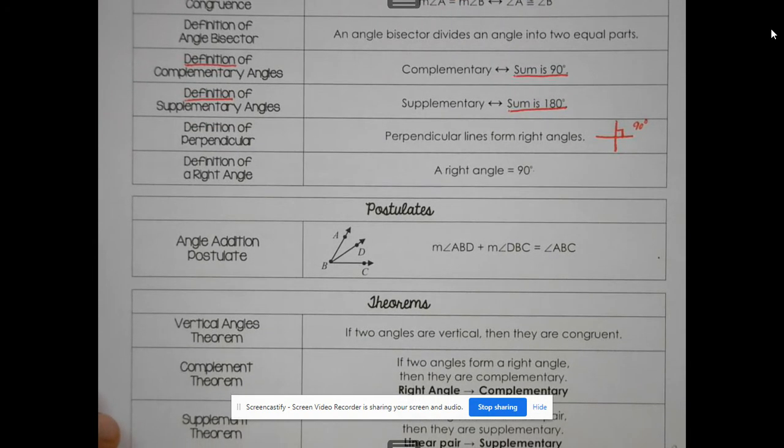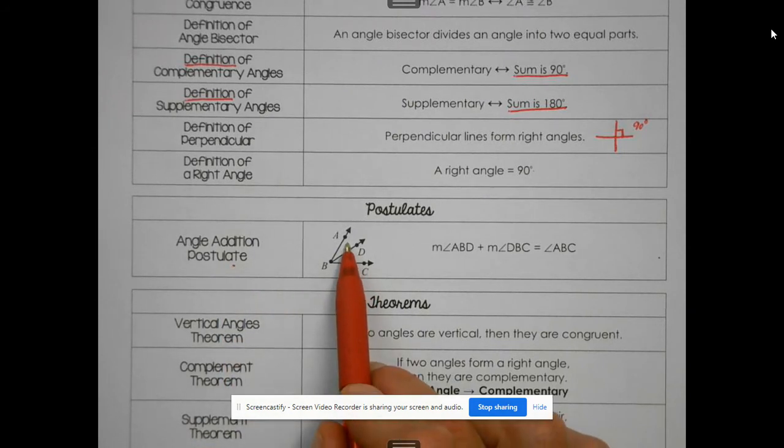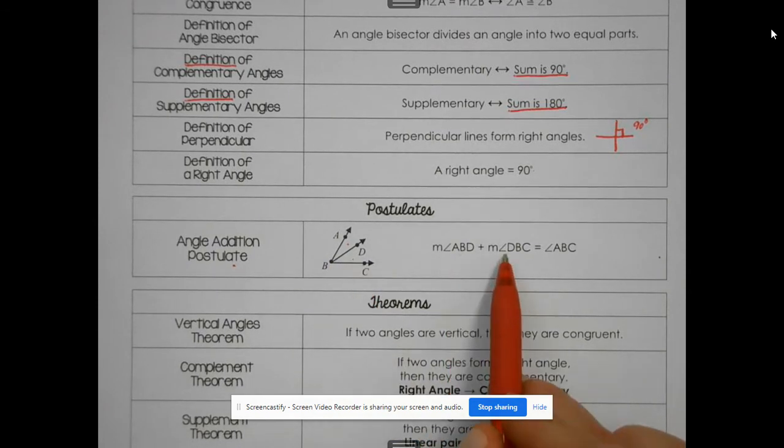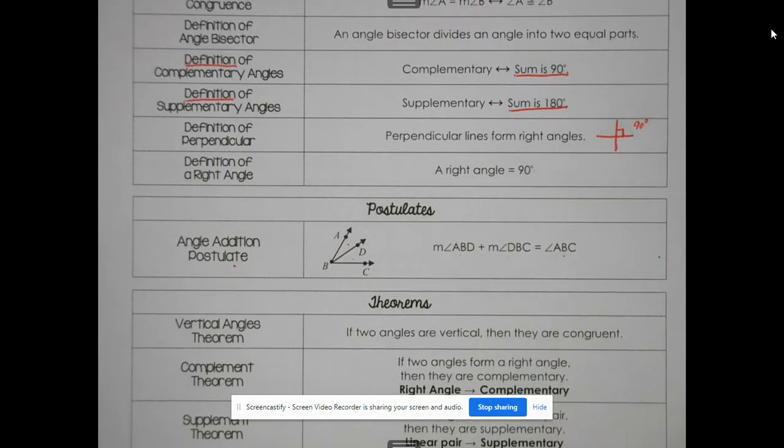Postulate, this one should look familiar. Angle addition postulate is similar to segment addition postulate, except in this case you take small angle plus small angle equals the big angle. Small plus small equals big angle. Just like your segment addition, small segment plus small segment equals big segment.